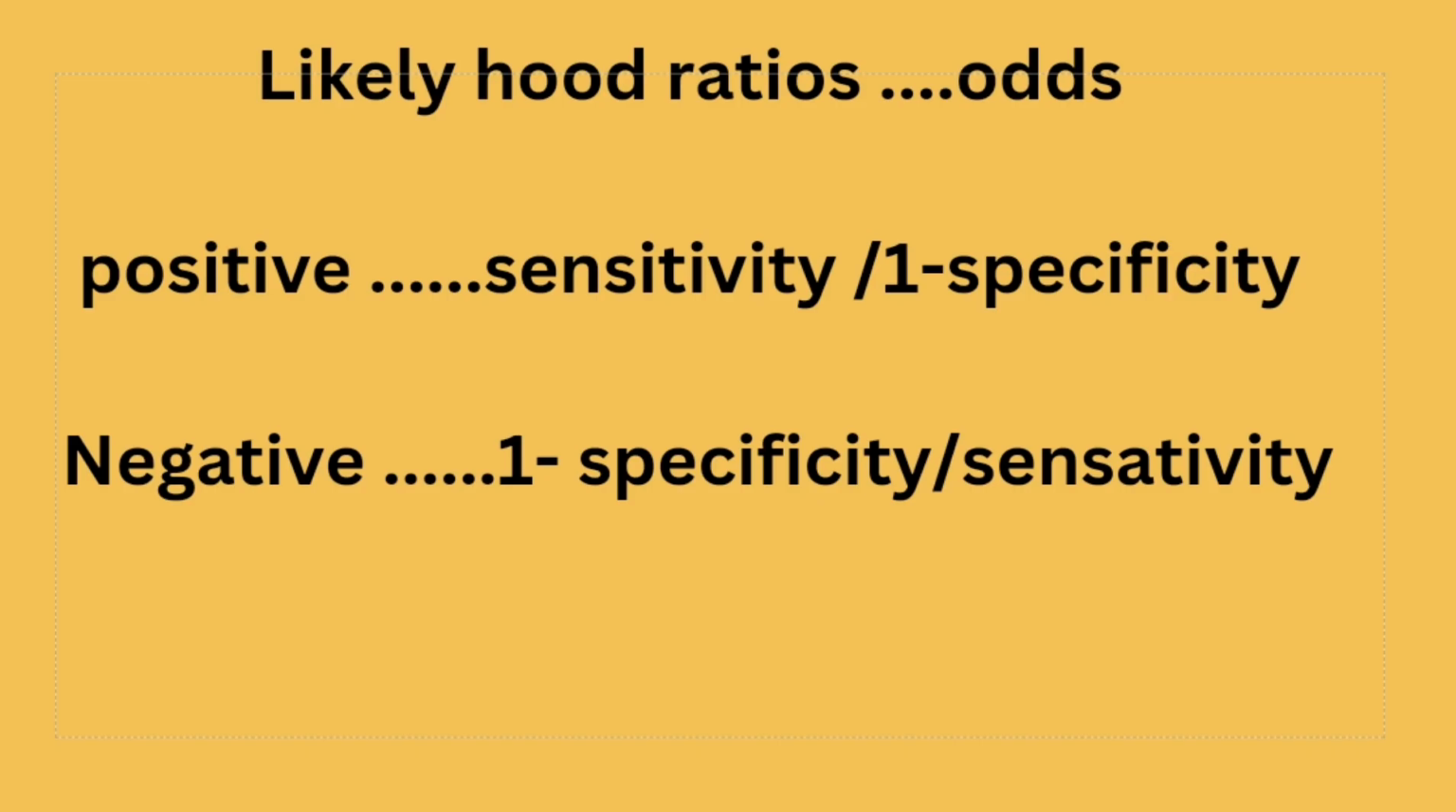So after that, likelihood ratios. For likelihood ratio, we encounter the word odds. That is, what are the odds of having a test positive if the patient has the disease, and what are the odds of a person not having the disease if the test is negative. So these are the definitions of positive and negative likelihood ratios.